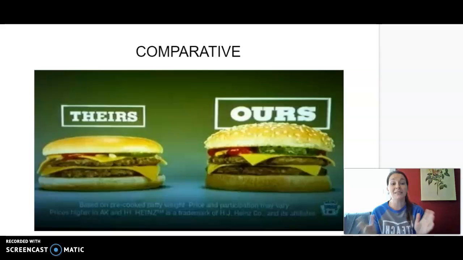The next one is comparative. I love these. I think they're kind of funny.